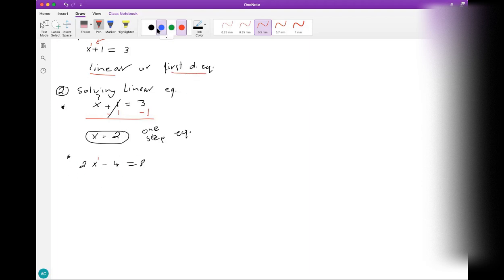So again, the purpose of solving is to get the x by itself, to know the value of it. It's not always as simple as this one, for example, here. So we want to get the x by itself.